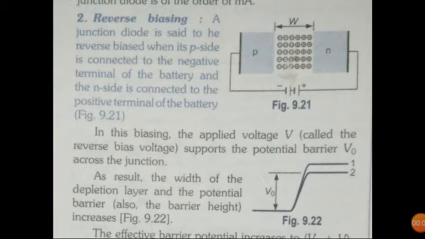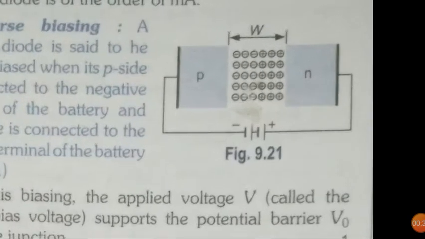So, in the previous lecture we discussed forward biasing. Now today we will discuss reverse biasing. In forward biasing we have seen that when p type is connected to the positive terminal and n type is connected to the negative terminal, that is called forward biasing. Now in reverse biasing, what happens? The opposite thing will be there.